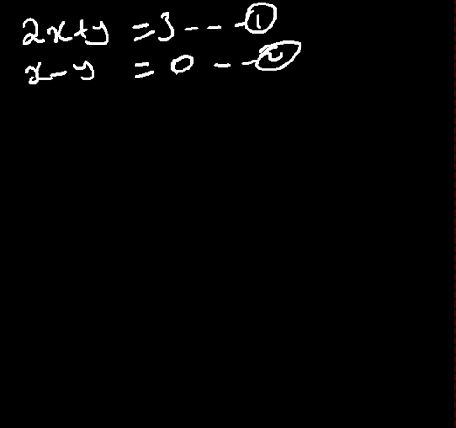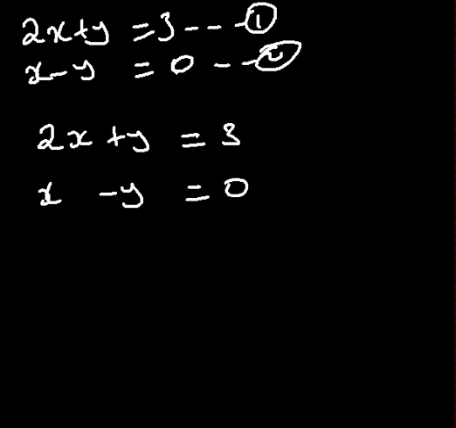So what method should you use here? The simplest method we can decide on is the elimination method, since we have the same terms here. We have a single y and also a single y here. So let me present them properly here: 2x plus y, which is equal to 3, and x minus y, which is equal to 0. Since we have y and y, let's think of eliminating y first. We just have to add the two equations, since here is positive and here is negative.